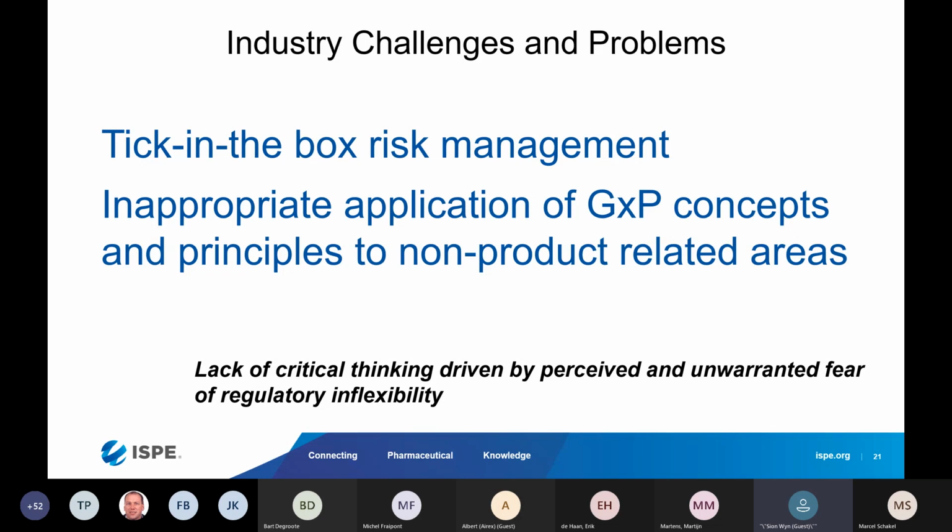Tick-in-the-box risk management which isn't really truly focused towards identifying and managing risk. And it's true with tick-in-the-box validation and table-driven approaches as well. And the whole big area of inappropriate application of pure GxP concepts to non-product related areas. But that's a topic for another day. But again, it chimes very well with what the FDA have been saying.